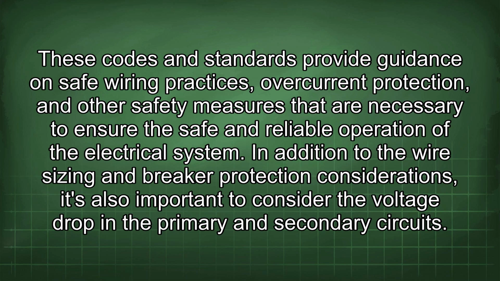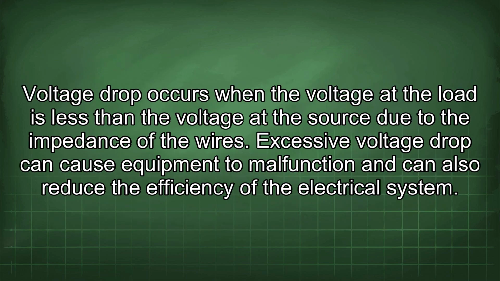In addition to the wire sizing and breaker protection considerations, it's also important to consider the voltage drop in the primary and secondary circuits. Voltage drop occurs when the voltage at the load is less than the voltage at the source due to the impedance of the wires. Excessive voltage drop can cause equipment to malfunction and can also reduce the efficiency of the electrical system.